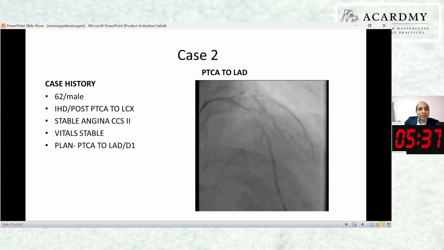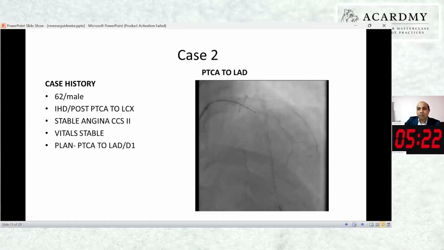Another case is a 62-year-old male, post PTCA to LCX, with stable angina. We did the FFR of this proximal LAD lesion, which was 0.78. So we took this patient for the PTCA to LAD.